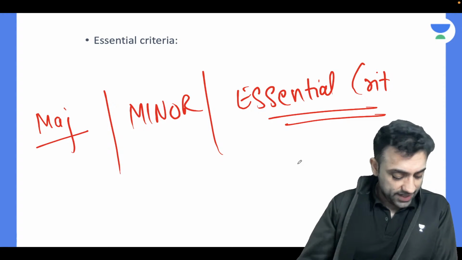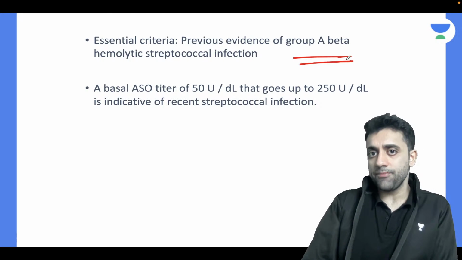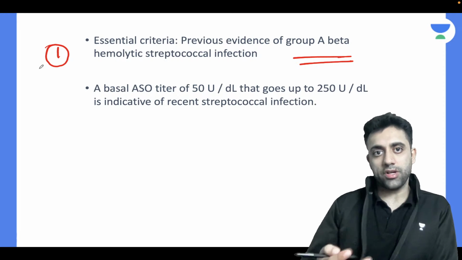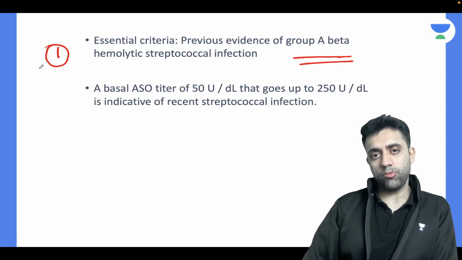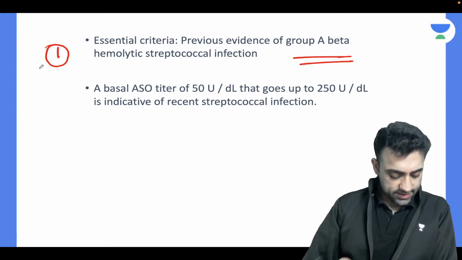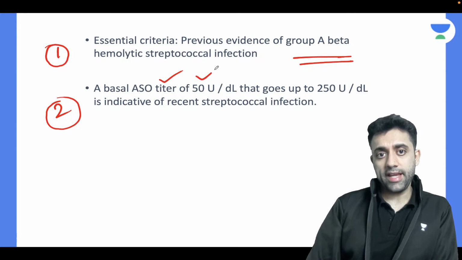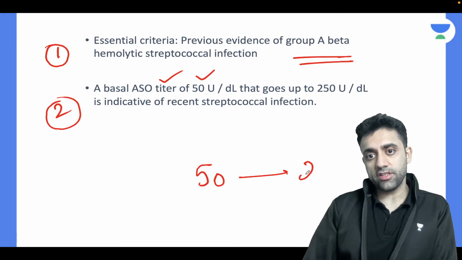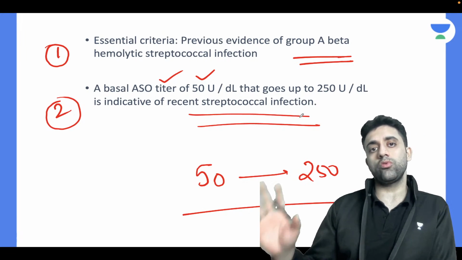So what happens in essential criteria? Number one, I should have a previous evidence of group A beta hemolytic streptococci infection. And also at the same time, my basal ASO titer of 50 units per deciliter, which goes up to 250. The ASO titer, which was 50 and is now going up to 250, is indicative of recent streptococcal infection.